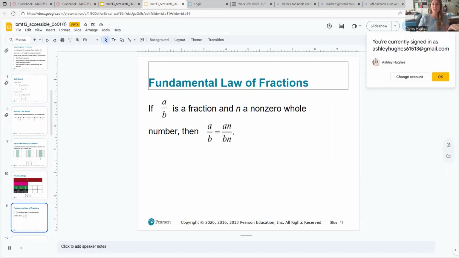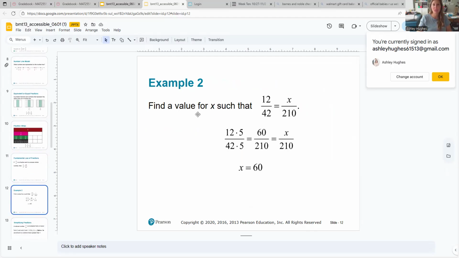This is a fundamental law of fractions. Basically, you can multiply the top and the bottom by the same number, and that will be equal. So how would you solve this? One way to solve it is to figure out what you multiply by. So how did I get from 42 to 210? And the answer is we multiplied by 5. So that means we're going to multiply by 5 here. That's only one way to solve it.